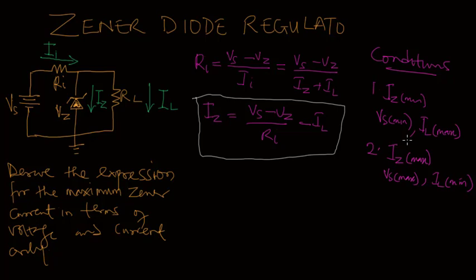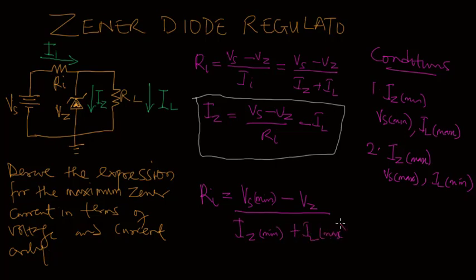Now, using these conditions, we want to put them into the equation that we derived earlier on, which is this equation here. So let us put conditions 1 and 2 into this equation. That will give us Ri equal to Vs minimum minus Vz all over Iz minimum plus Il maximum. So that is putting condition 1 into our first equation. Let's call this equation 1a.